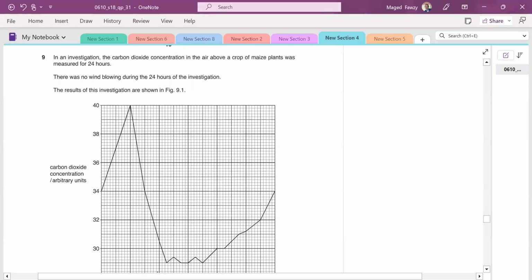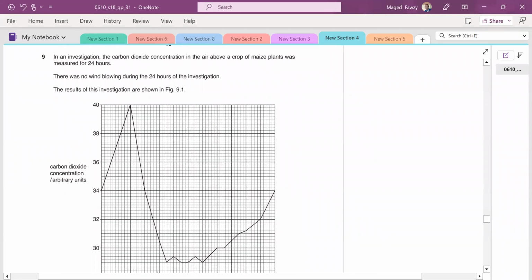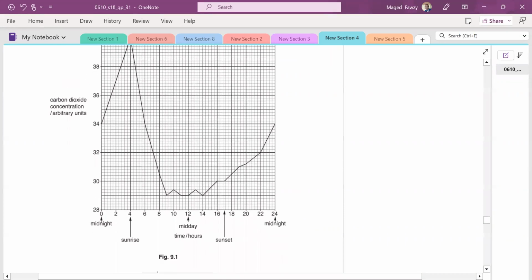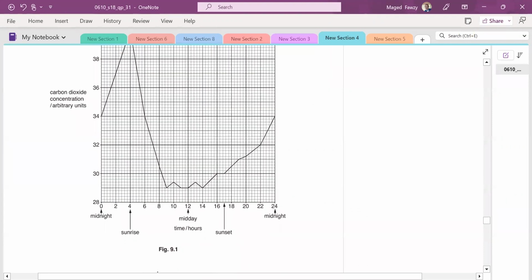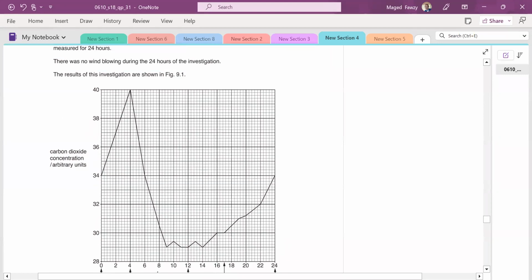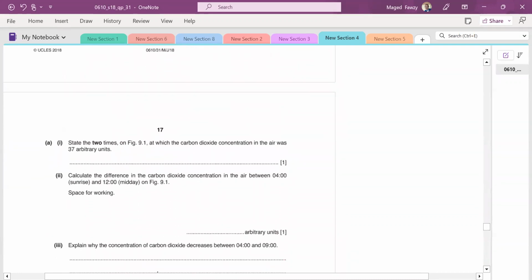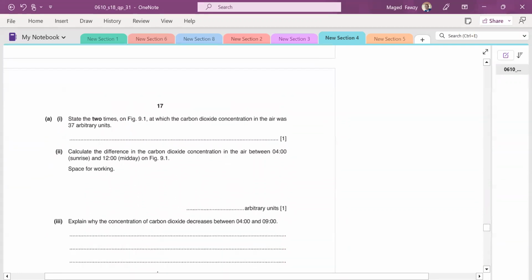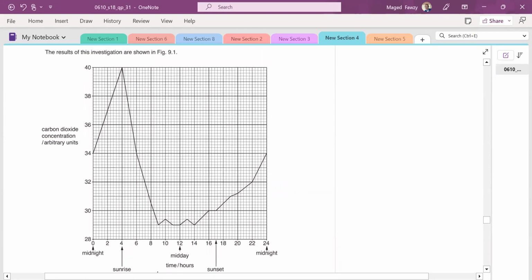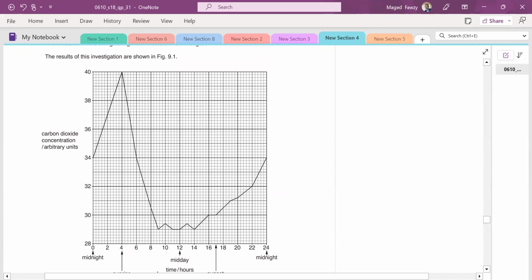Question 9. There is an investigation in front of you about the carbon dioxide concentration at different timings on the day: midday, sunrise, sunset, and midnight. Okay, I understand what the experiment is about. Let's go to the questions. State 2 times at which the carbon dioxide concentration in the air was 37.